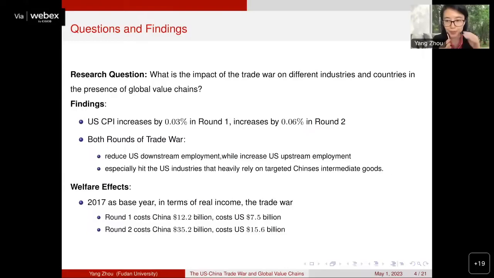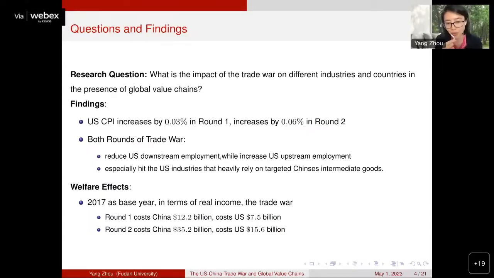So in this paper, I quantify the impact of these two rounds of the trade war, and find that in the first round the CPI in the United States is going to increase by 0.03%, and the second round increases it by 0.06%. Both percentage changes are compared to the benchmark where the trade war hasn't started yet. And the second finding is that both rounds of trade war reduce U.S.